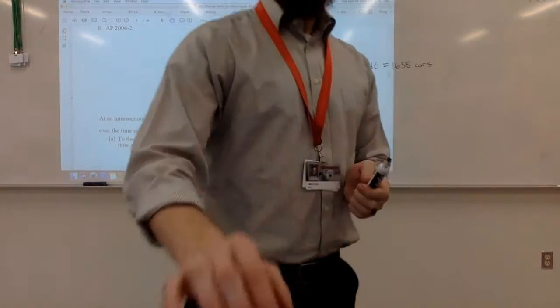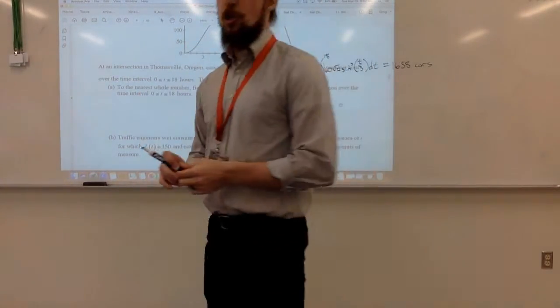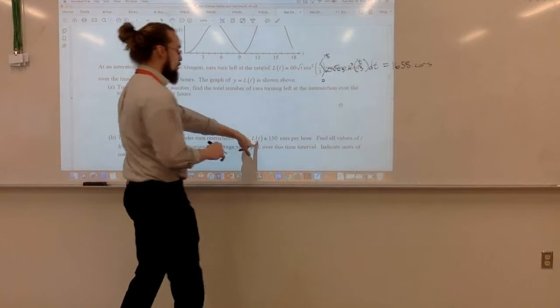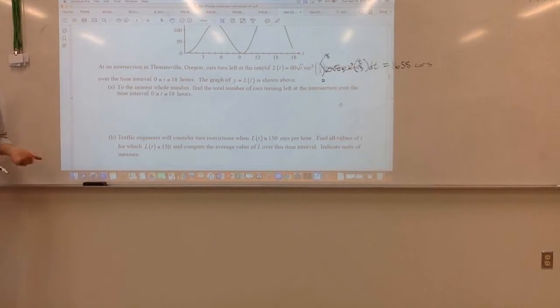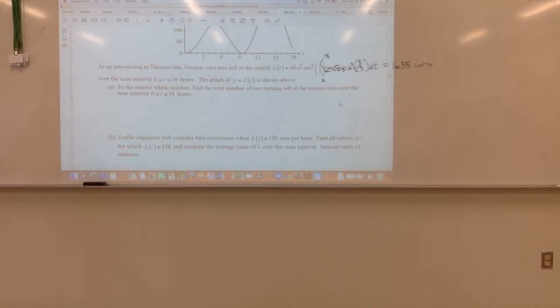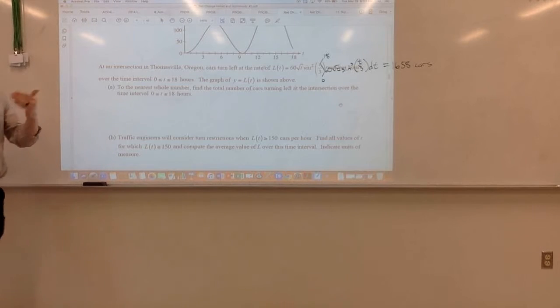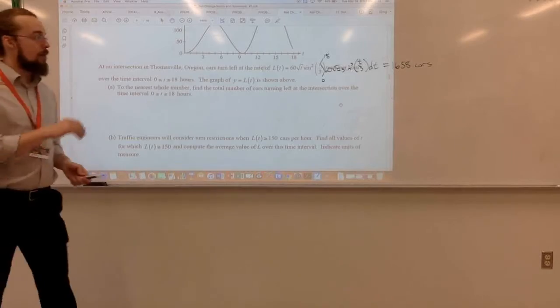Part B then says traffic engineers will consider turn restrictions when L of t, the number of cars turning left, is greater than 150 per hour. Find all values of t for which this is true, and then also compute the average value of L over this interval. So there's two things we have to do. First, we have to figure out where this function is greater than 150. How would I do that? What would the best way to do that be?